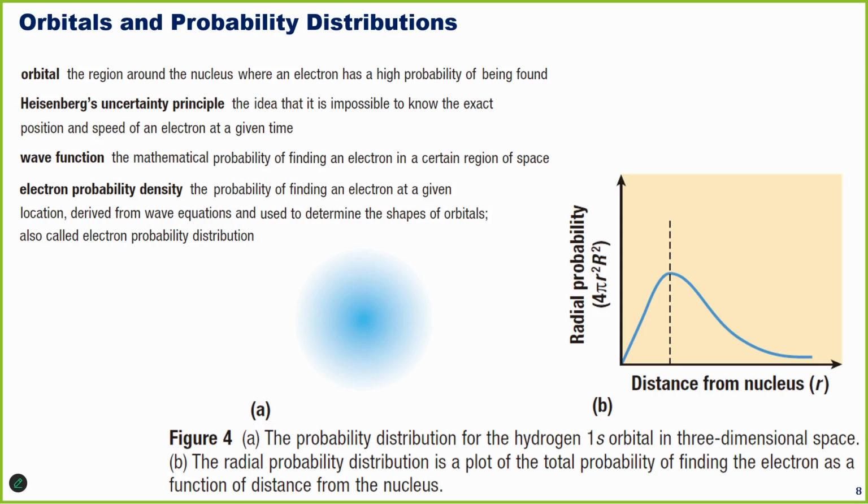This idea formed the basis of Heisenberg's uncertainty principle. Heisenberg demonstrated using mathematics that there are limits to knowing both where a subatomic particle is and its speed at a given time. According to Heisenberg's uncertainty principle, it's therefore impossible to simultaneously know the exact position and the speed of an electron. The best we can do is to describe the probability of finding an electron in a specific location.